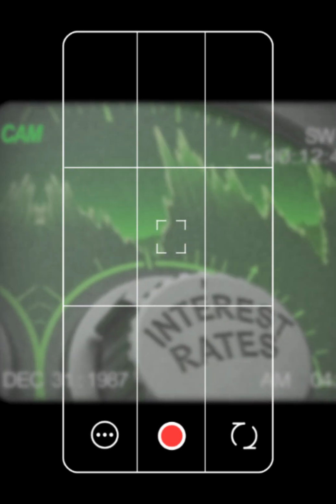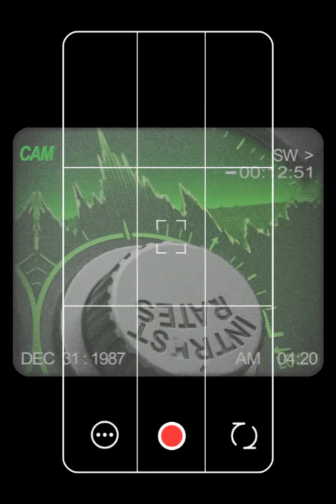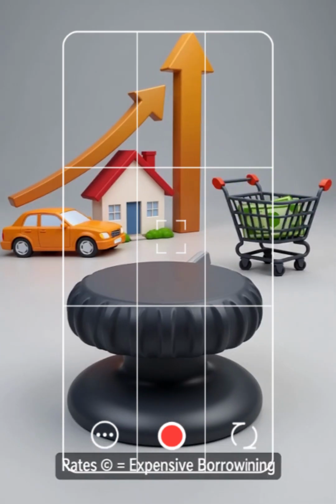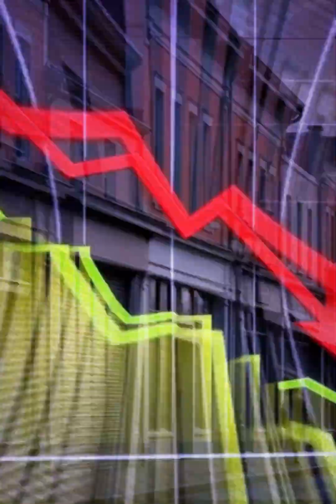Interest rates are like the volume knob of the economy. When they go up, borrowing becomes expensive. When they go down, borrowing becomes cheaper. Example, if interest rates rise, your car loan, mortgage, and credit card get more expensive.